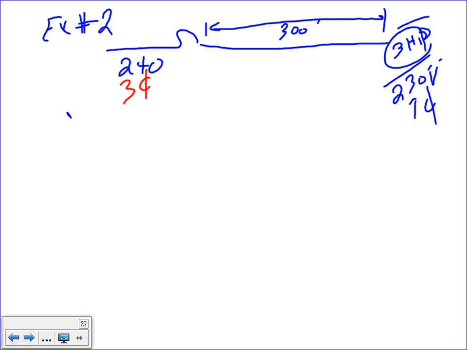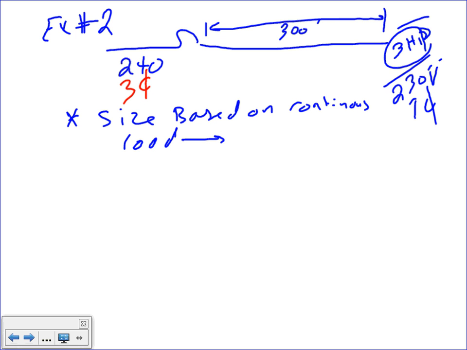So first, size based on continuous load. It's a continuous load like motors. So how do you size a conductor for a motor? Number one, for the 3 horsepower, you need to find the full load current. From where do you go? Table 430.248. Everybody knows how to go to Table 430.248.